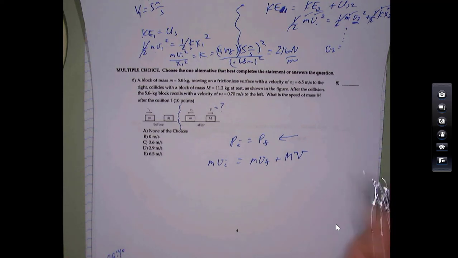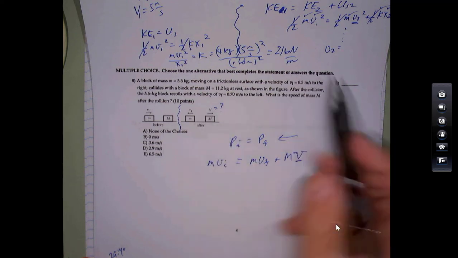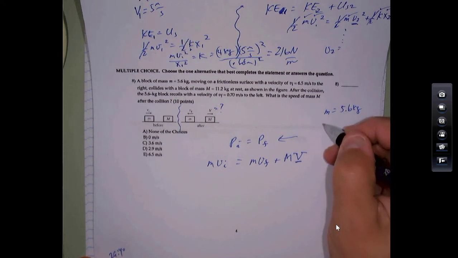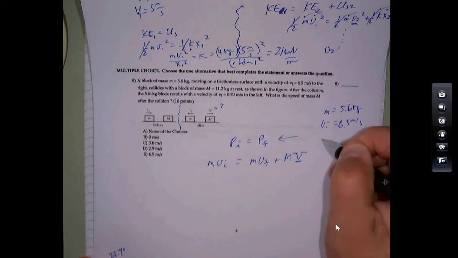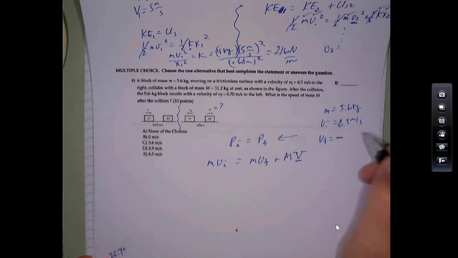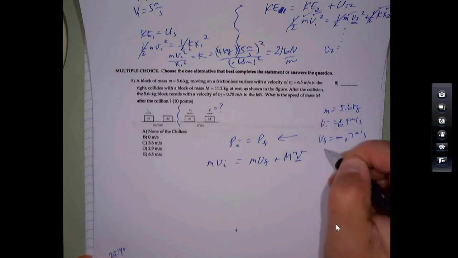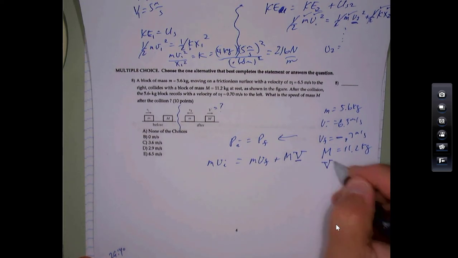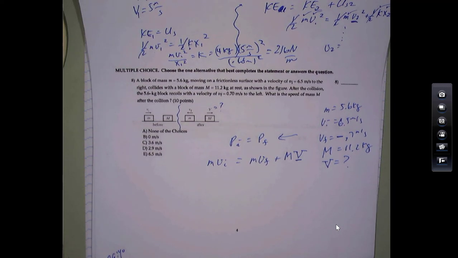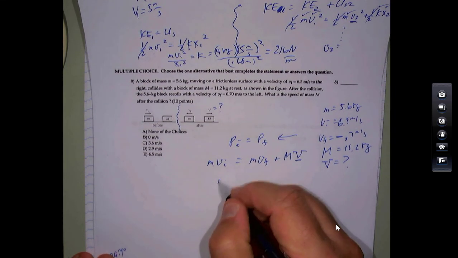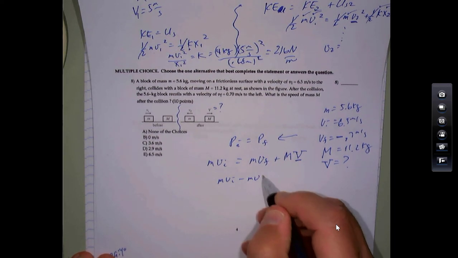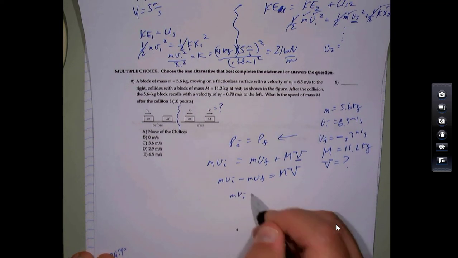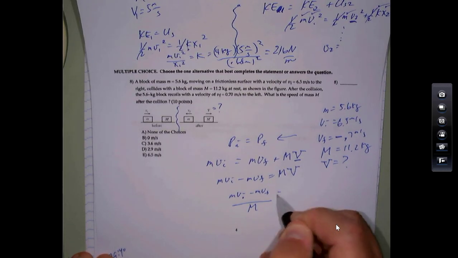Now what we're trying to figure out is this. Everything else is written here. Usually I would write this stuff out like little m 5.6, v initial 6.5. V final, be careful, negative 0.7 because it's moving to the left. Big M, 11.2. And what we're trying to figure out is big V, the speed of the big mass after the collision. We'll have to do a little bit of algebra here. m v initial minus m v final is equal to big M times V. So m v initial minus m v final divided by the big mass is equal to V.